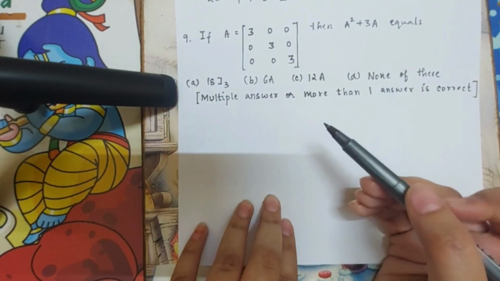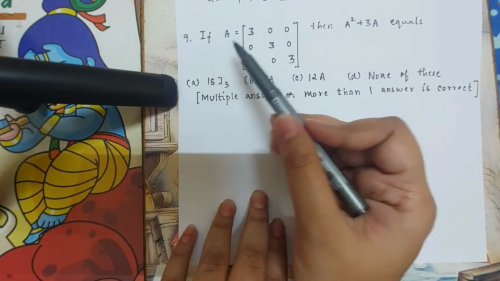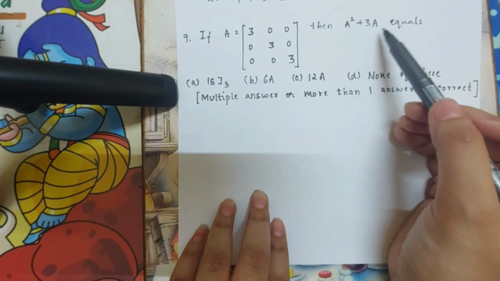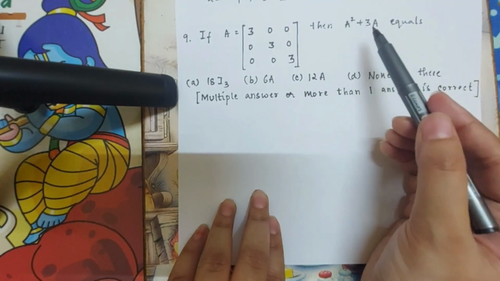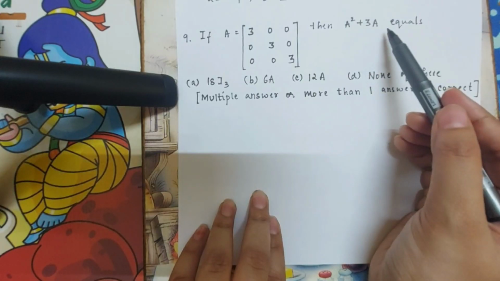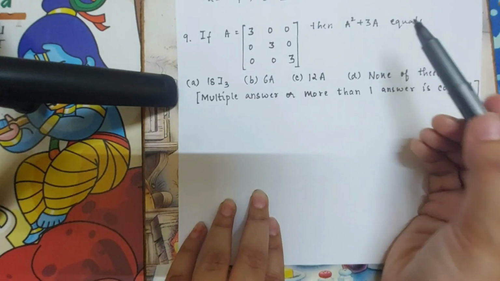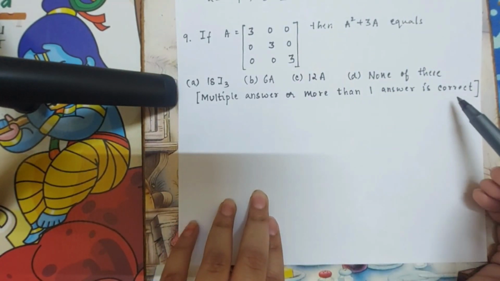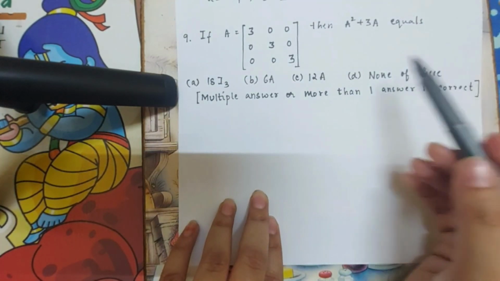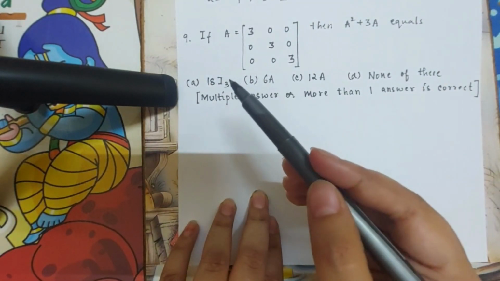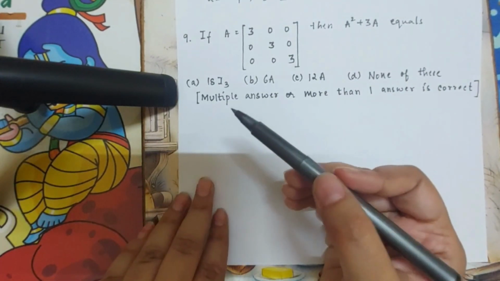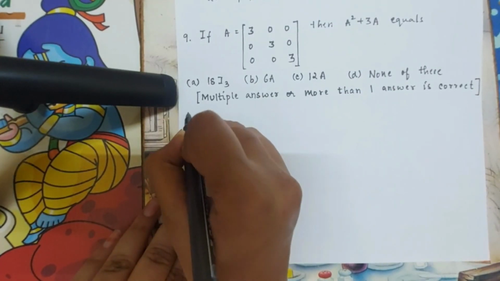So now let us move on to our next question. If a is equal to the matrix 300, 030, 003, then a square plus 3a equals. We are supposed to find the value of a square plus 3a. In the question, they have specified that more than one answer can be correct. So from the options, we may get one correct option, or more than one correct option can also be correct. So let us move on to the solution of this question.